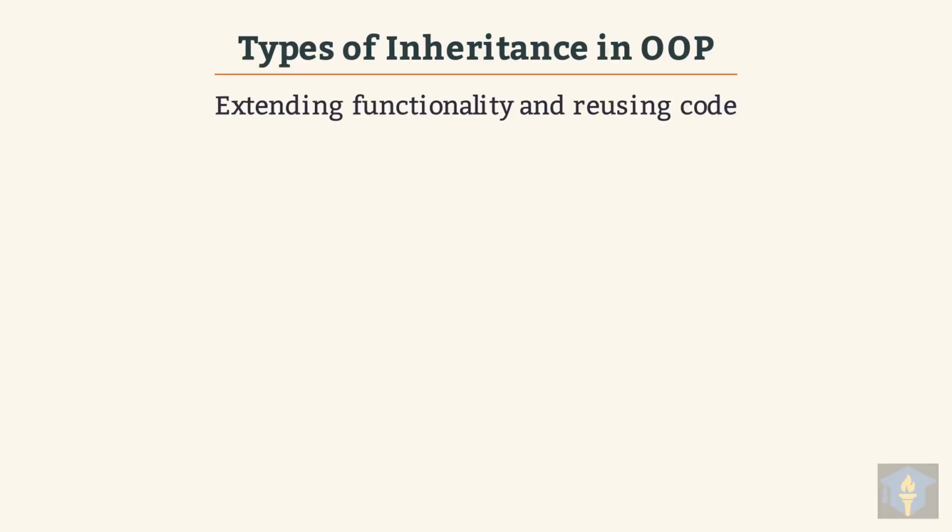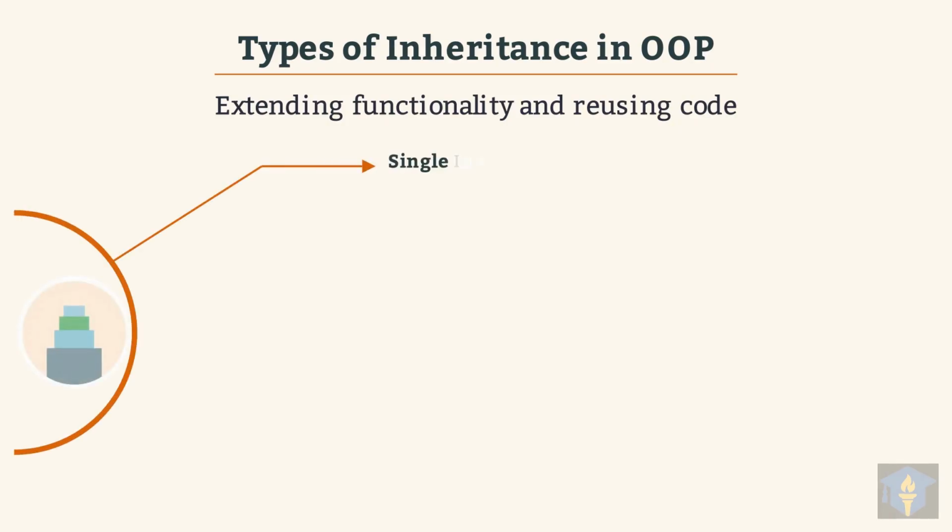Next, we'll explore different types of inheritance, a powerful concept in object-oriented programming. Inheritance allows us to extend functionality and efficiently reuse code across related classes. First, we have single inheritance, a straightforward and common type. In this type, a subclass directly inherits properties and behaviors from just one superclass.